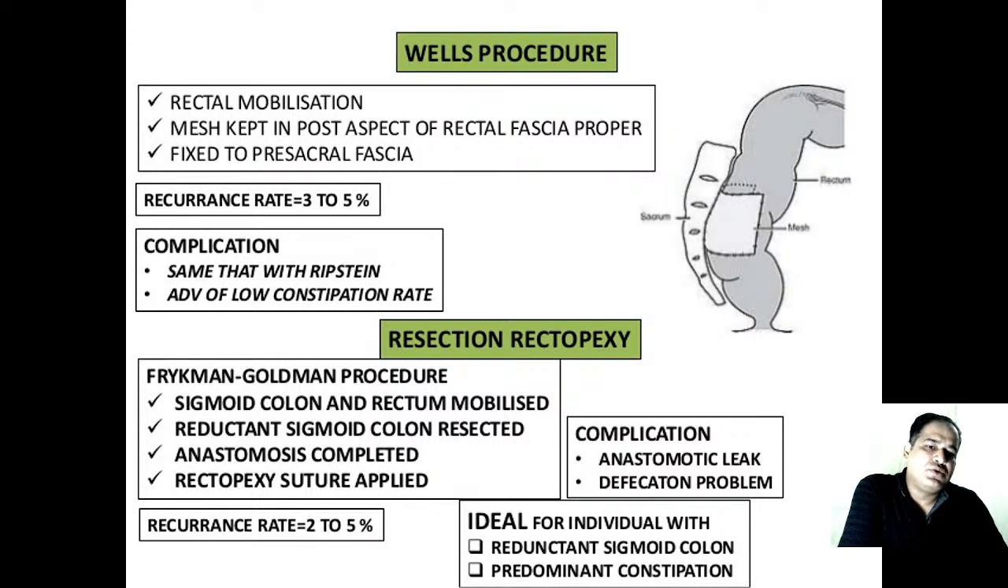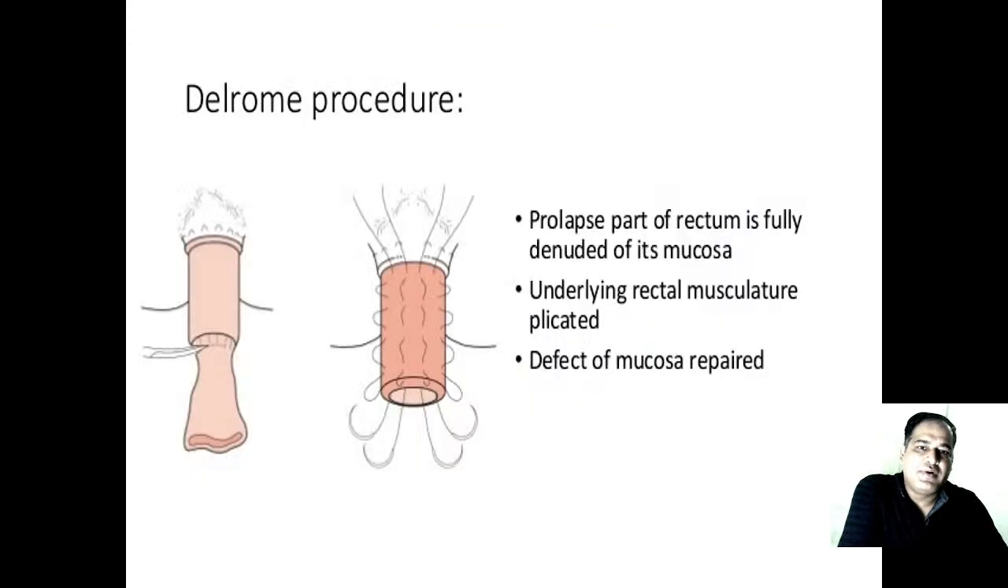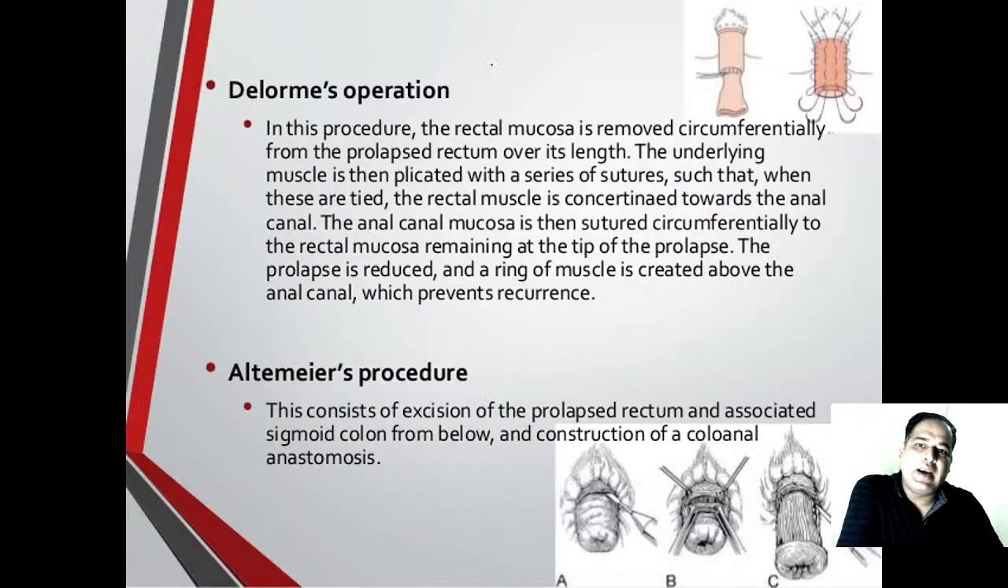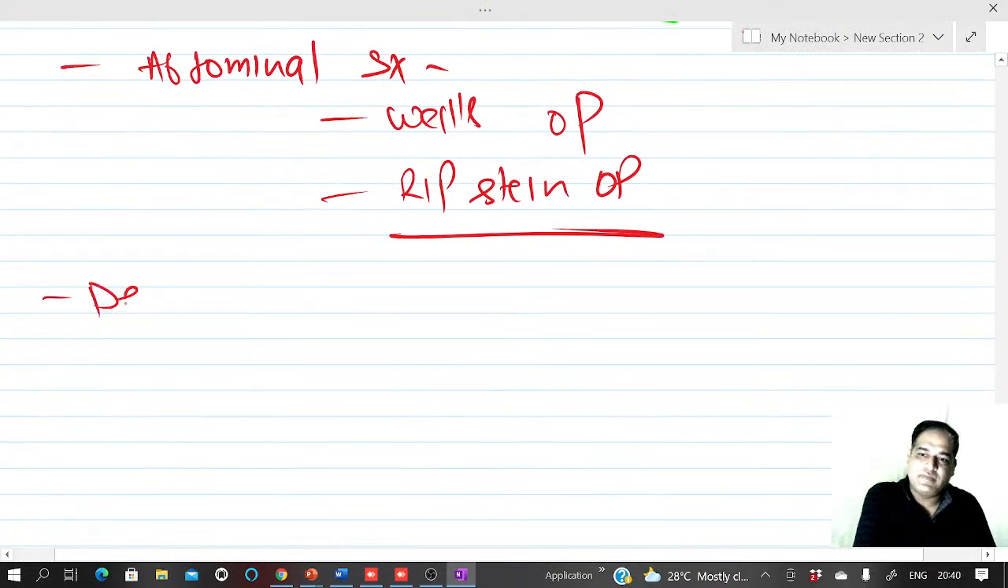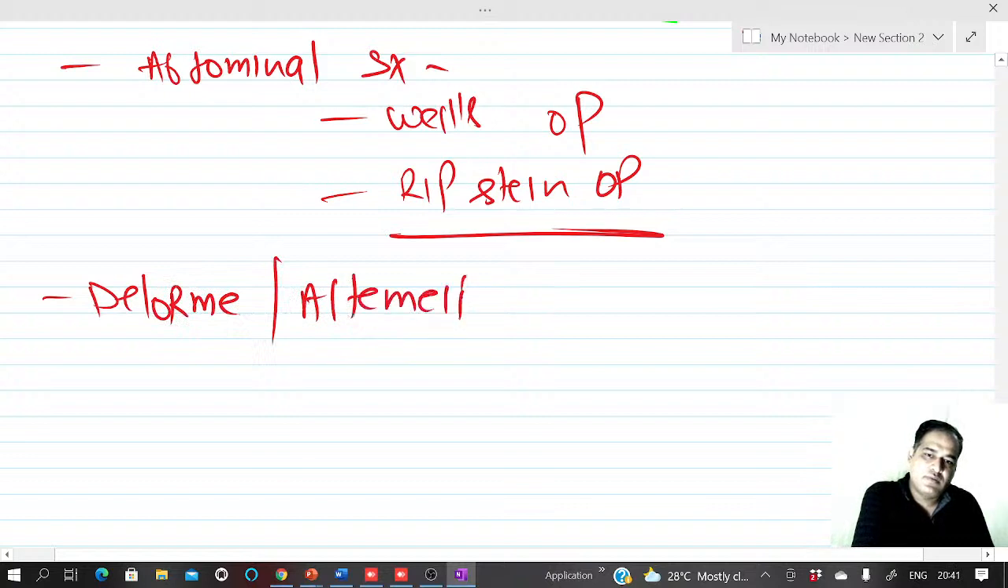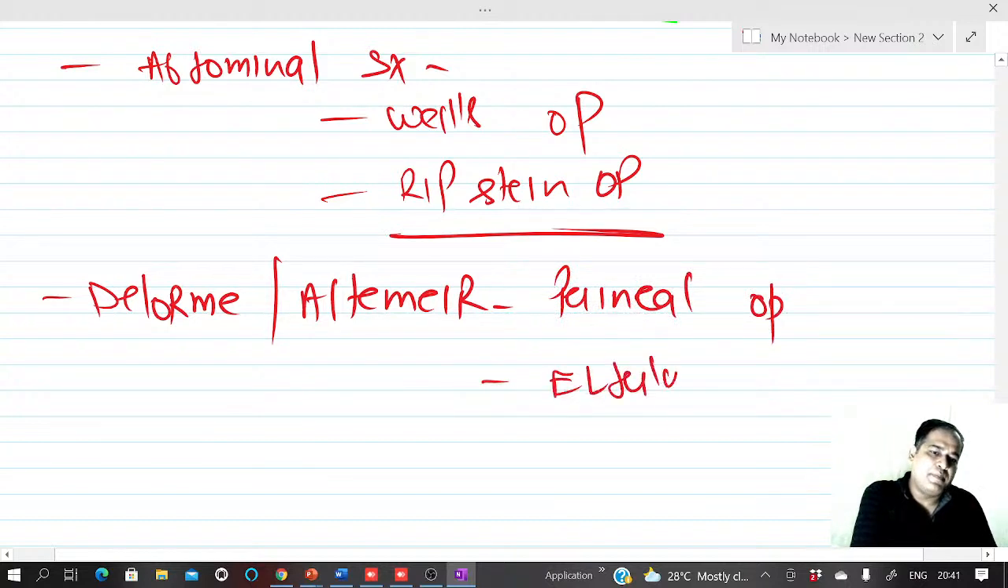That is also done by the perineal route. So Delorme operation and Altemeier operation are perineal operations and they are preferred in the elderly.